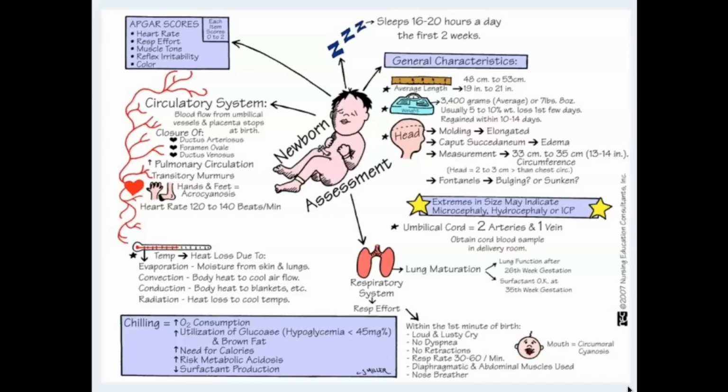Newborns, because they work very hard during delivery, just like the mom does, typically sleep 16 to 20 hours a day for the first 2 weeks. So it is not abnormal for a newborn to sleep a lot.